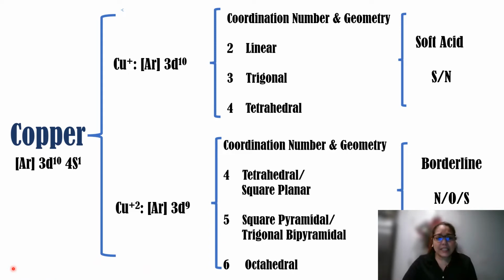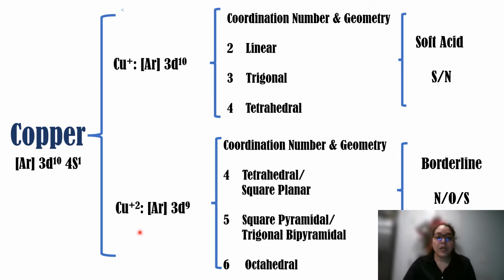In biological systems, the more stable oxidation states for copper are copper plus 1 and copper plus 2. Copper plus 1 has coordination numbers of 2, 3, and 4 with linear, trigonal, and tetrahedral geometry. Copper plus 1 also behaves as a soft acid, coordinating with sulfur and nitrogen.